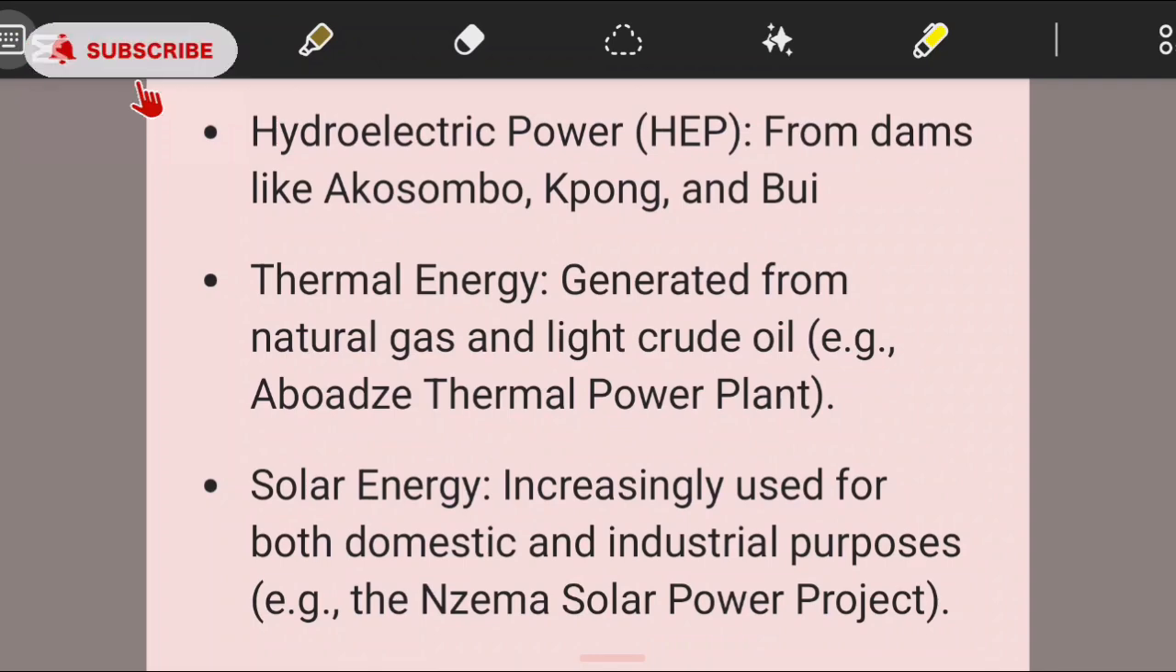We have the thermal energy. It is generated from the crude oil or the natural gas.